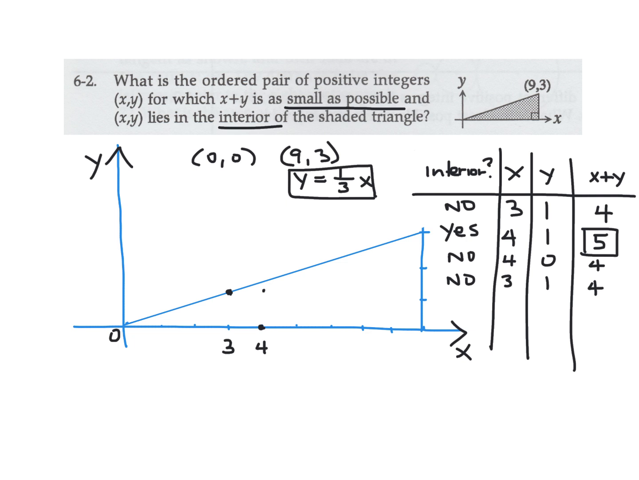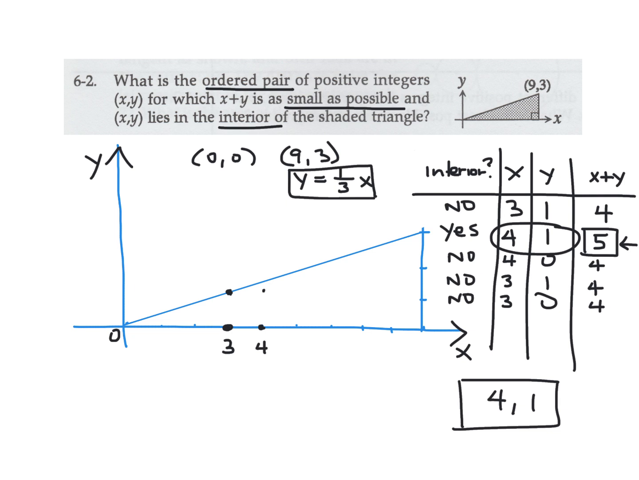Let's try another one. How about 3, 0? Well, 3, 0 is on this part. So as you can see, once you go through different values, this is the lowest sum you can get for x plus y. And the answer to the question, which is asking you for the ordered pair, is this guy, 4, 1. So this is the actual answer to the question.